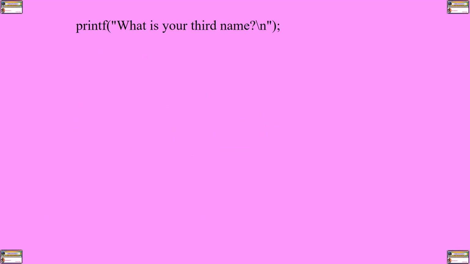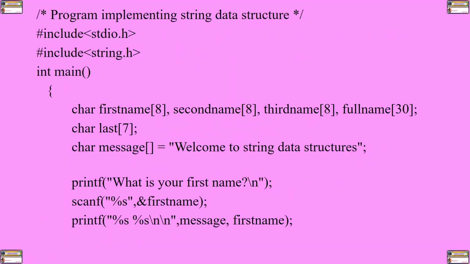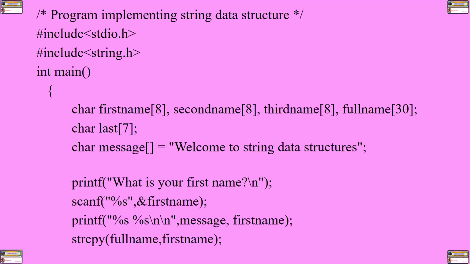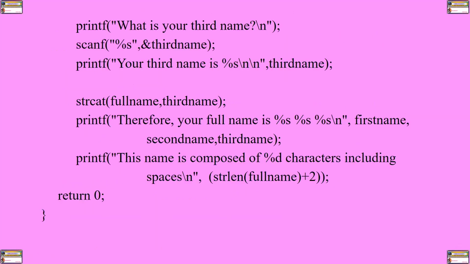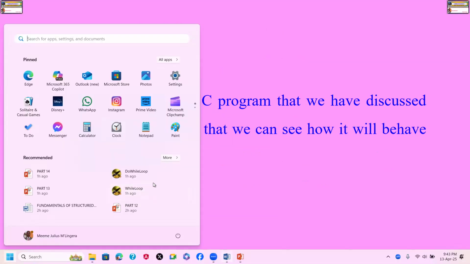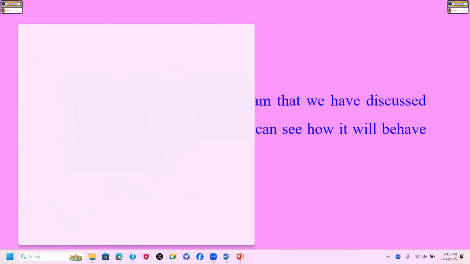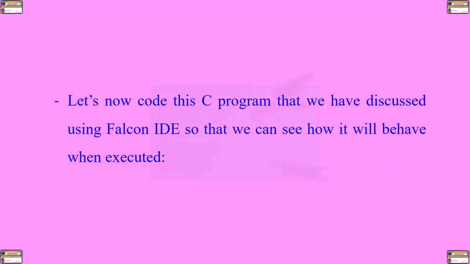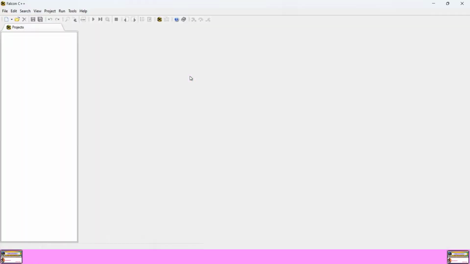Now, my dear students and the rest of the learners, let us code this program in Falcon IDE so that we can see how it will behave. So what we expect to do is simply to launch Falcon IDE, and code this program as it is. To launch our Falcon IDE, we are going to click on search and then we type Falcon. Then once its icon is displayed, you click on it and wait for it to launch.